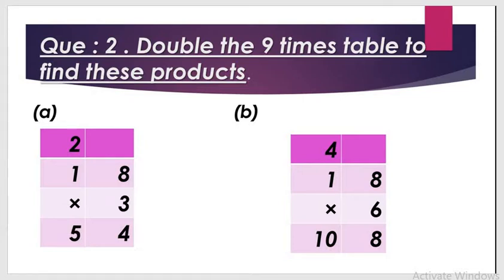So the answer is 54. 18 threes are 54. Got my point, all students?